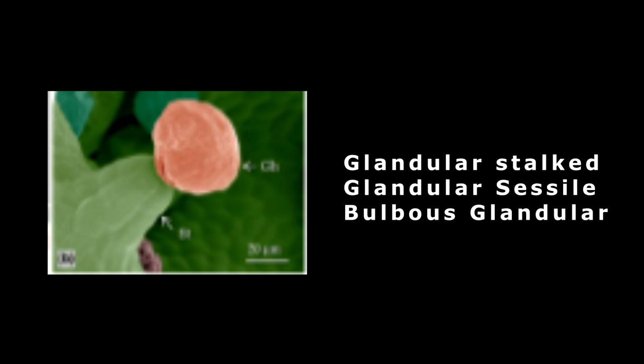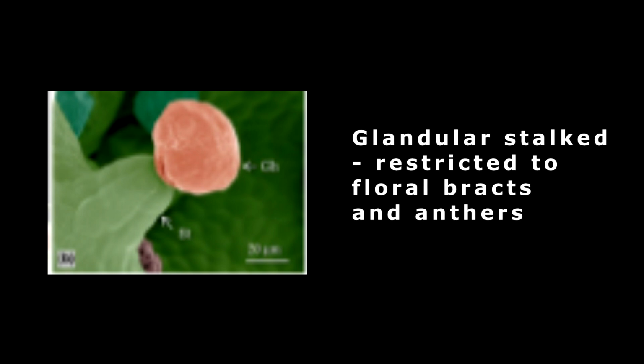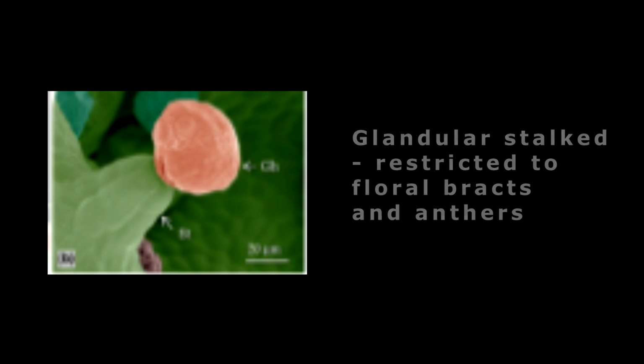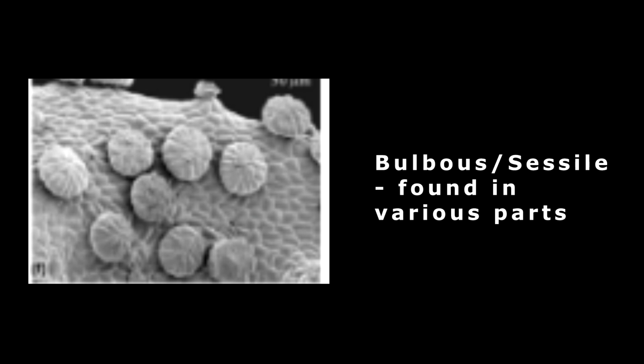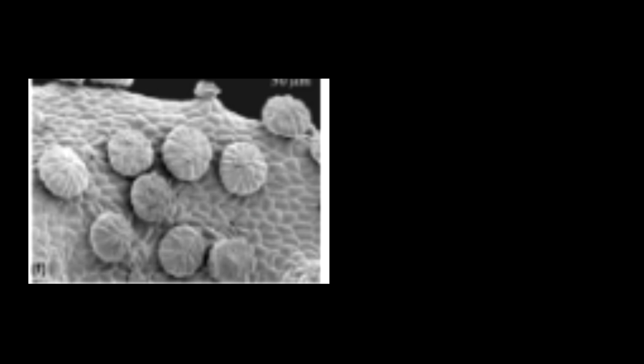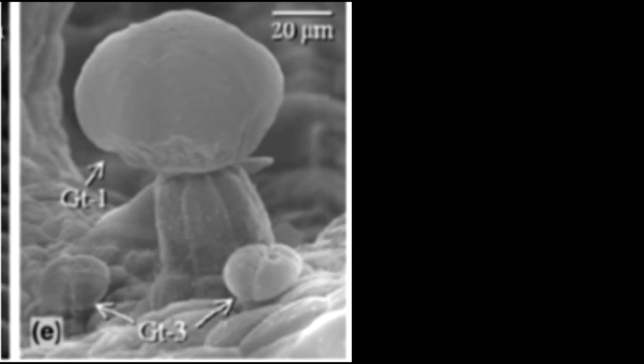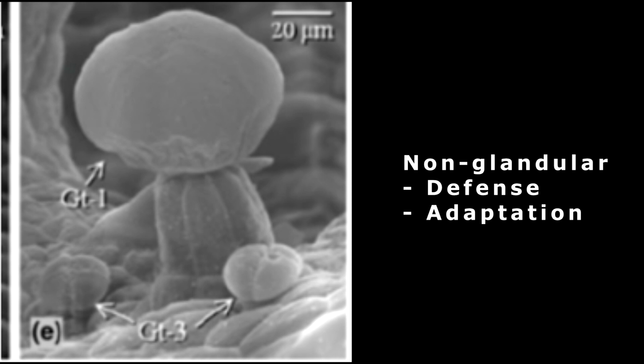Glandular trichomes are found on almost all aerial parts of cannabis plants and consist of glandular stalk, glandular sessile, and bulbous glandular trichomes. Glandular stalk trichomes are restricted to floral bracts in pistillate plants and anthers in staminate plants. Glandular sessile and bulbous glandular trichomes are found in various parts including bracts, leaves, stems, and petioles. Non-glandular trichomes, such as the shorter and larger cystolith-containing conical trichomes and the longer and slender trichomes, also contribute to the plant's defense mechanisms and environmental adaptations.